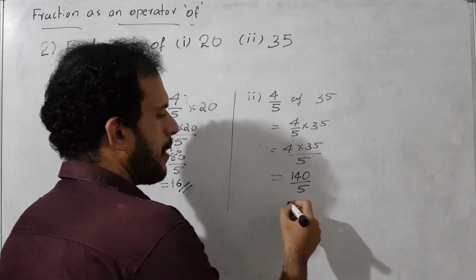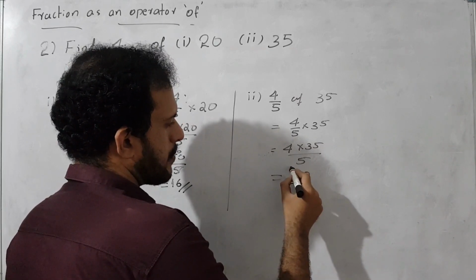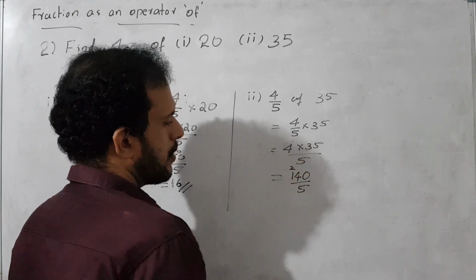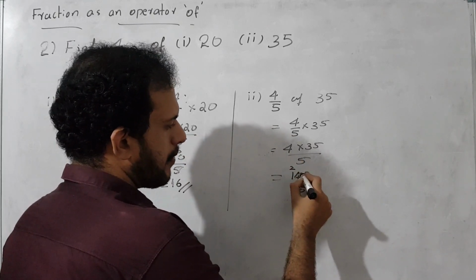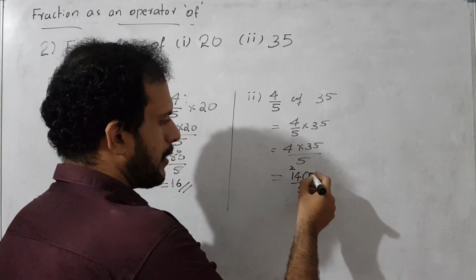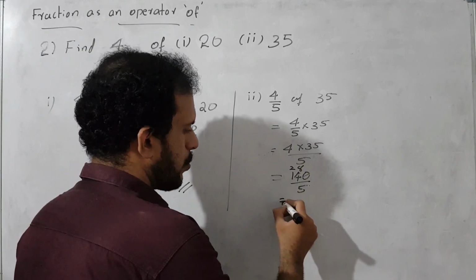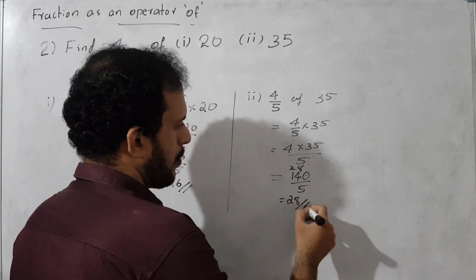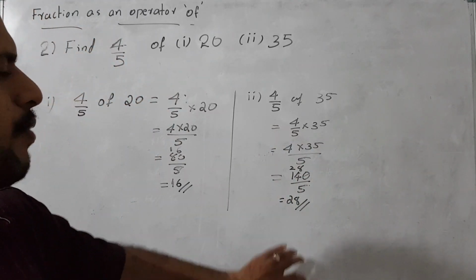What is 140/5? How many times does 5 go into 14? 2 times. Correct? 2 times. Then 2 into 5 is 10. How much is balanced? 4 is balanced. Then in front of 0 we put the 4. Then what is the number? 40. Then how many times does 5 go into 40? 8 times. So the answer is 28. So 4/5 of 35 is 28.